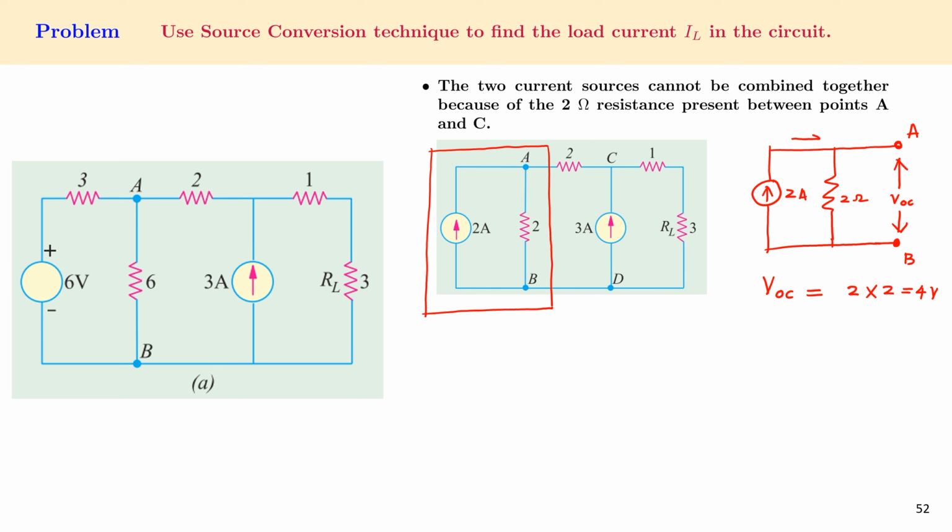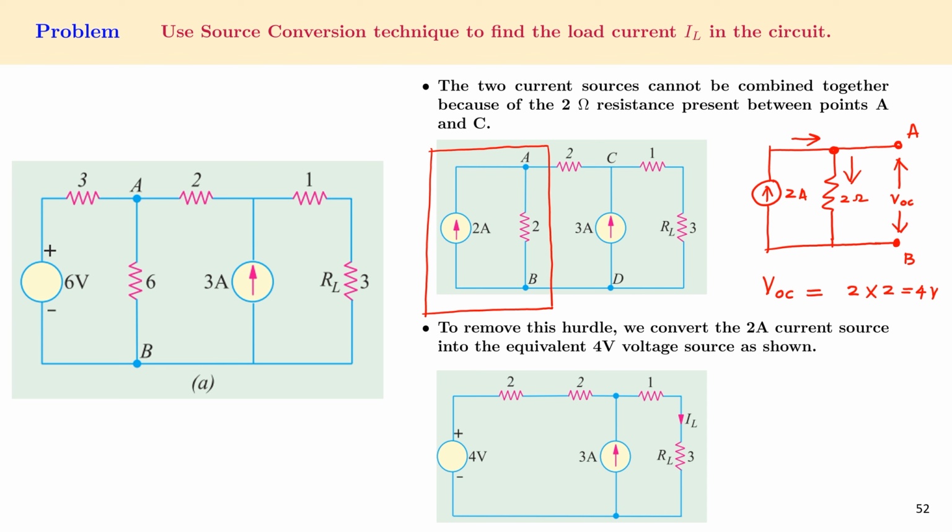Because as the total current comes to this node, it flows only through the 2 ohm resistor, because the points A and B are open circuited. So the entire current flows across the 2 ohm resistor, and there will be a potential drop across the resistor, and that is the same potential that we will see across points A and B. So now we have replaced the current source with an equivalent voltage source of 4 volts in series with 2 ohms.